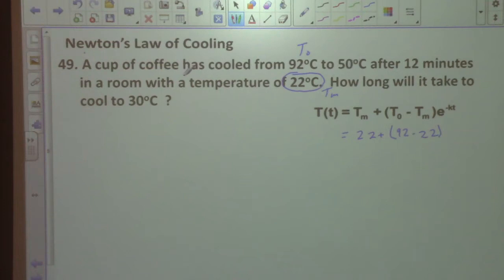and we know that the thing is going to cool to 50 degrees after that much time, and then it's going to be times e to the negative k, which is the constant of cooling, times t, which is 12 minutes. And so what you have is an equation that you solve for k, your constant of cooling. Then once you have your constant of cooling, you can use this formula to find out how long that cup of coffee will take to cool to 30 degrees Celsius.